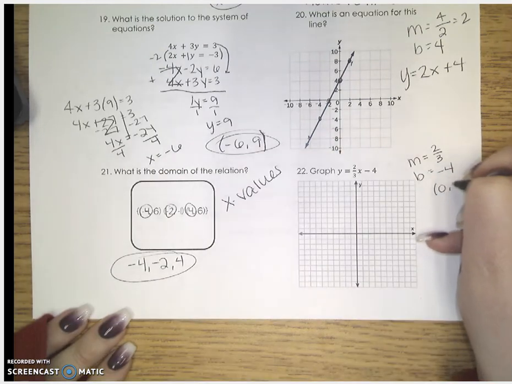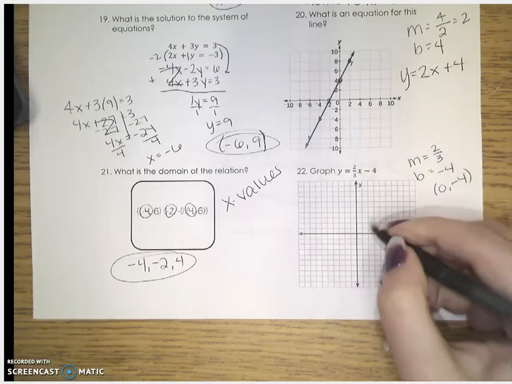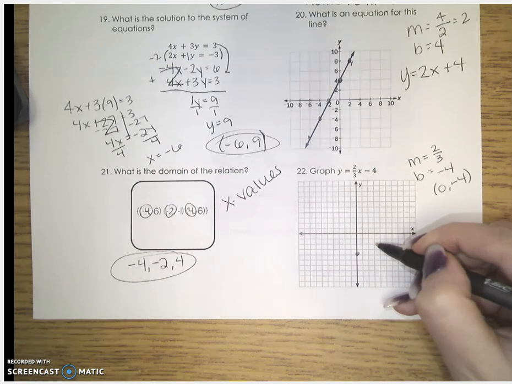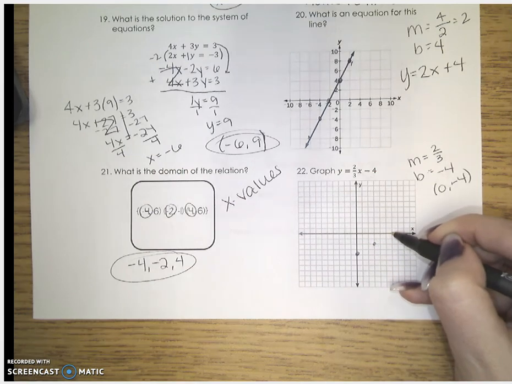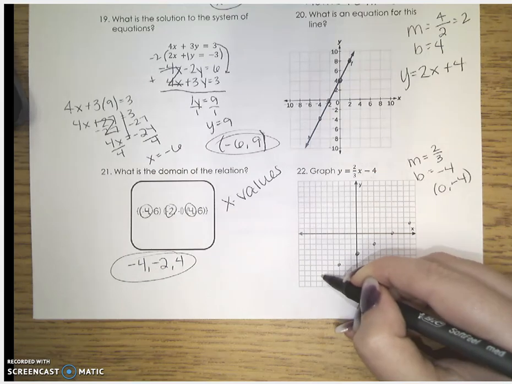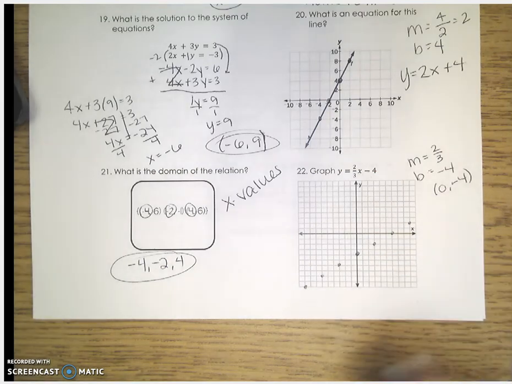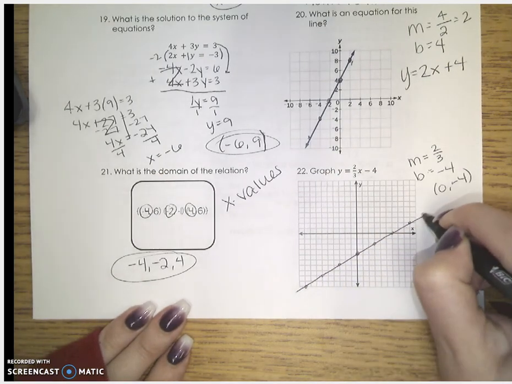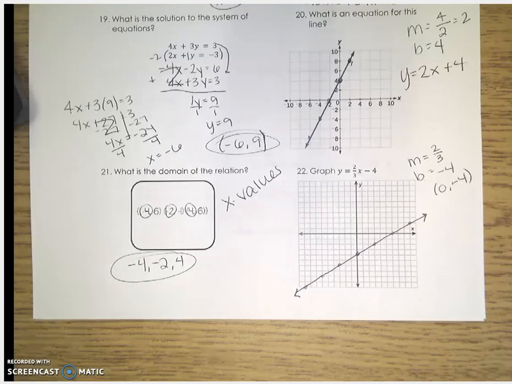To graph this, I'm going to start at the point negative 4, and I'm going to go rise 2, run 3, rise 2, run 3, every time to the edges of my graph. At this point, I can connect these points with a straight line with arrows at the end, and this would be that function.